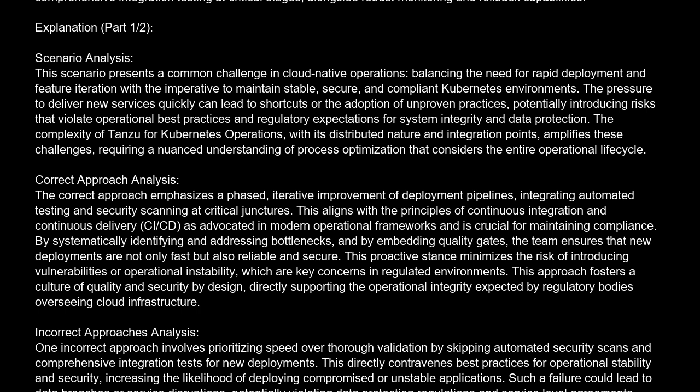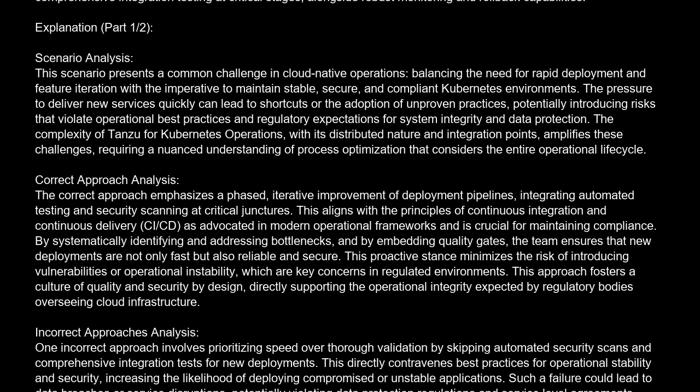The pressure to deliver new services quickly can lead to shortcuts or the adoption of unproven practices, potentially introducing risks that violate operational best practices and regulatory expectations for system integrity and data protection. The complexity of Tanzu for Kubernetes operations, with its distributed nature and integration points, amplifies these challenges, requiring a nuanced understanding of process optimization that considers the entire operational lifecycle.